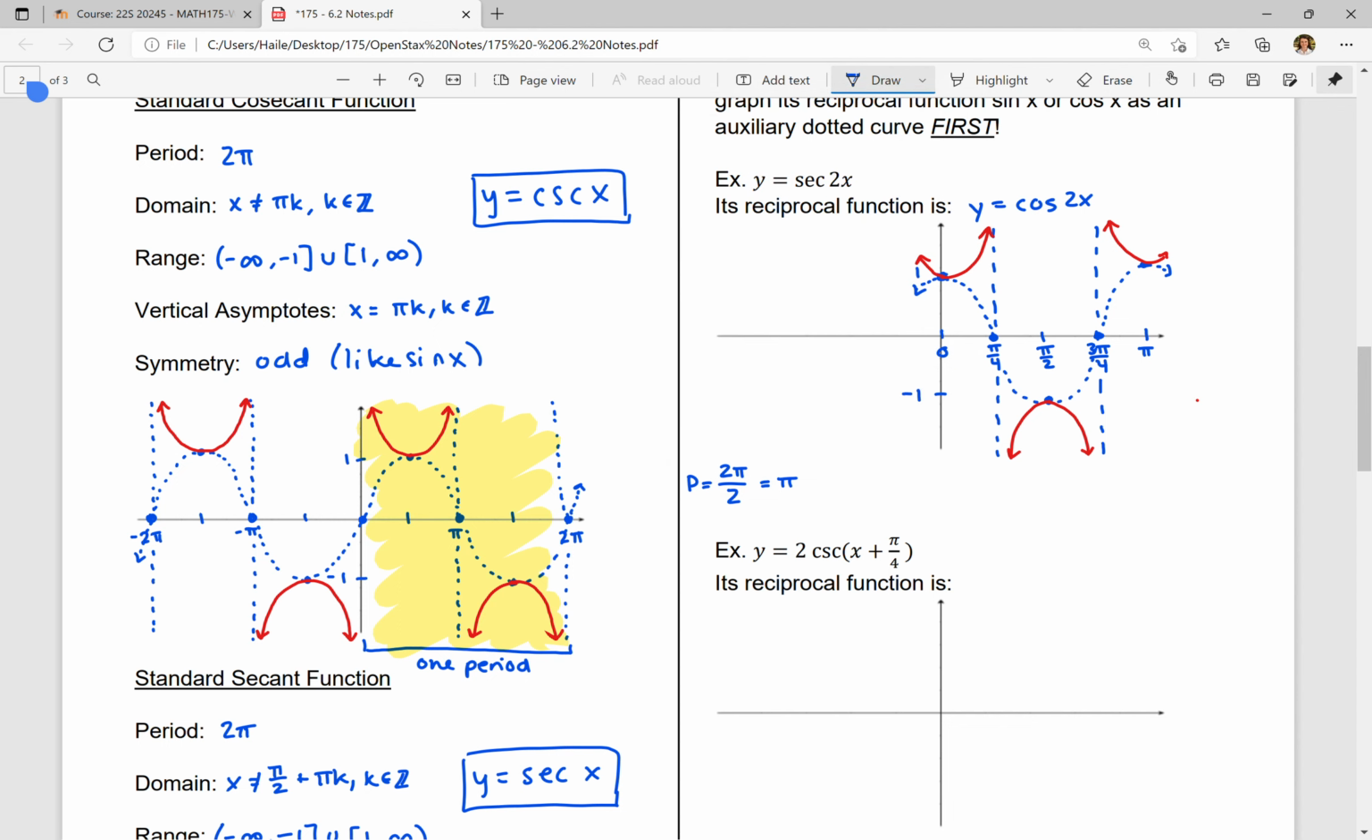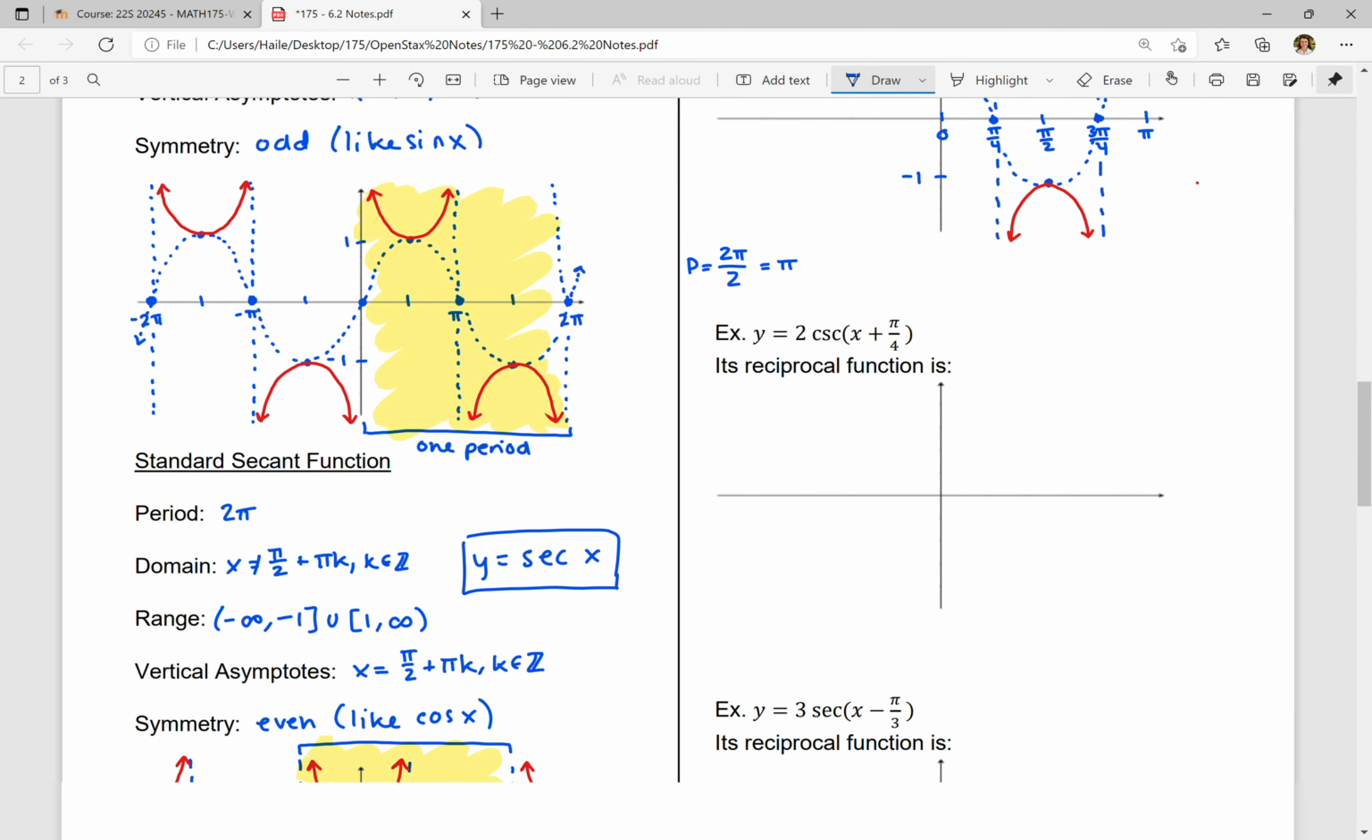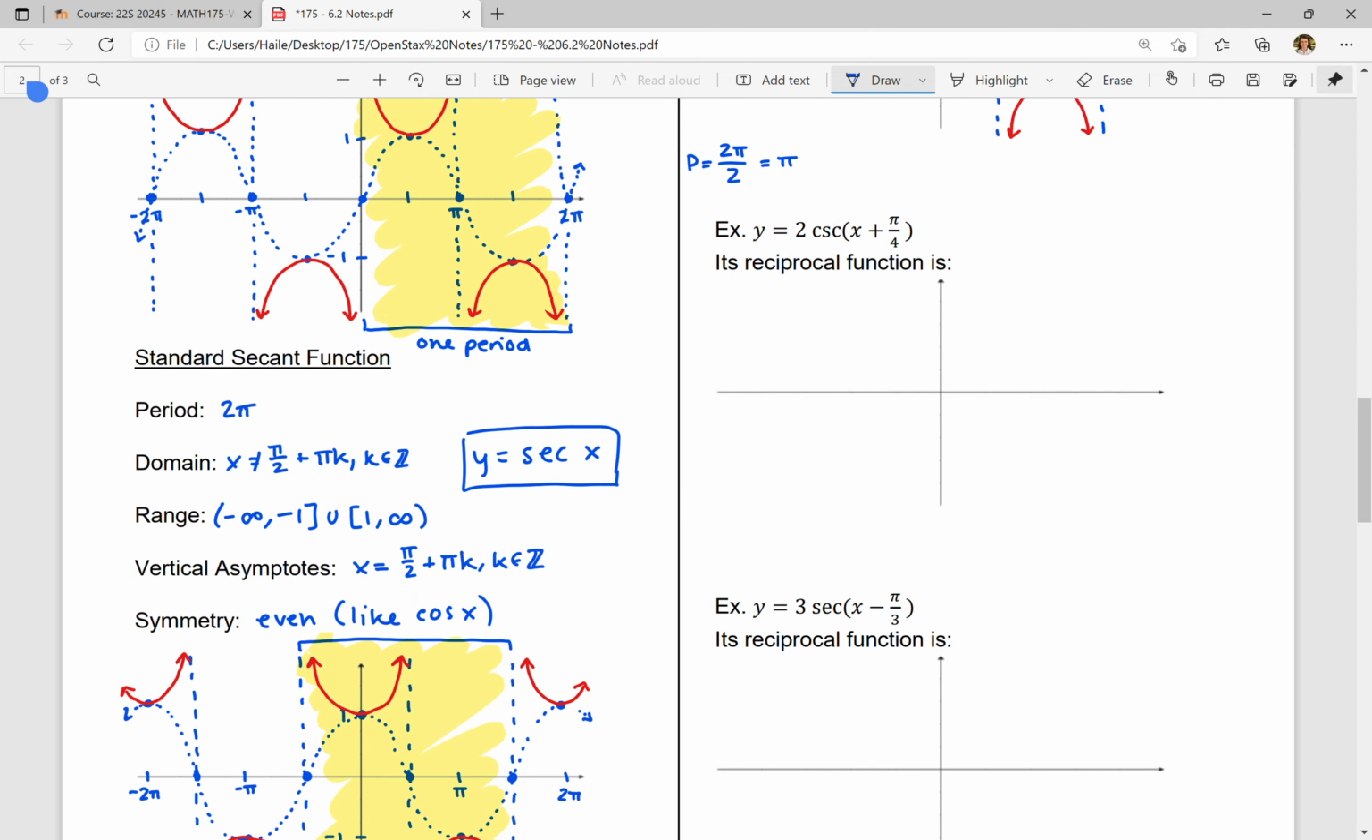For our next example, we're going to get a little bit more complicated. So we have y is equal to 2 times cosecant of x plus pi over 4. So this time we have a horizontal shift going on, so this one's going to be a little more complicated. So first of all, we identify the reciprocal function. So we have y is equal to 2 times the sine of x plus pi over 4.